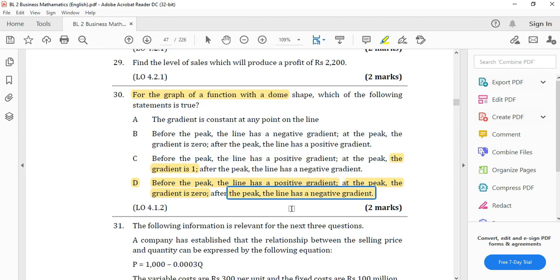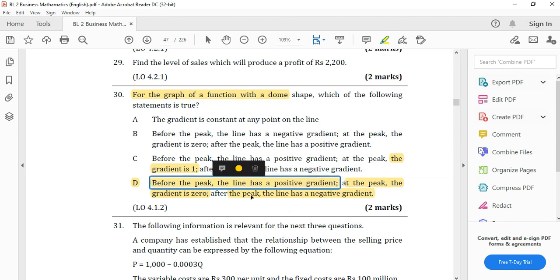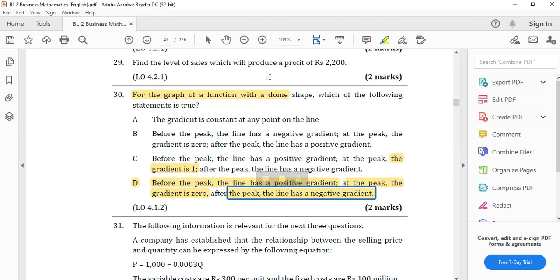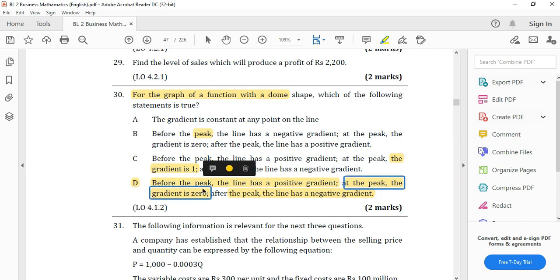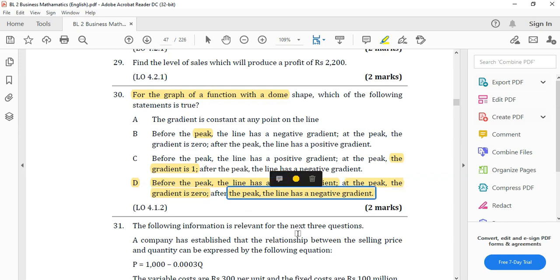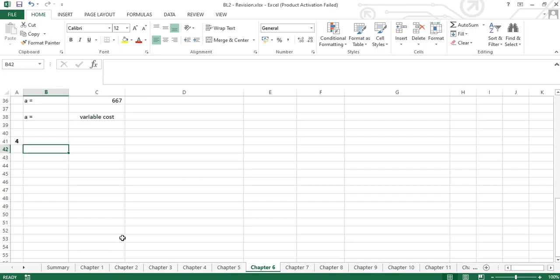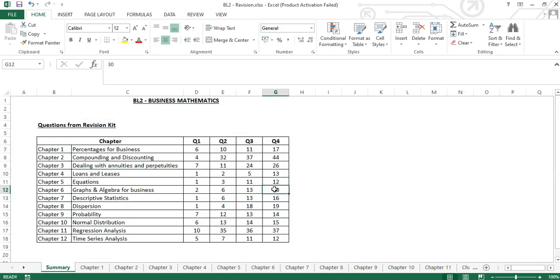Okay. So remember this is only for bell-shaped curves. That means the peak refers only to the maximum point, not the minimum. Remember that it's not the minimum, it's the maximum point. Okay, fine. So the answer will be D. So we finish graphs, a recap of graphs. Next, let's look at chapter 7, descriptive statistics.